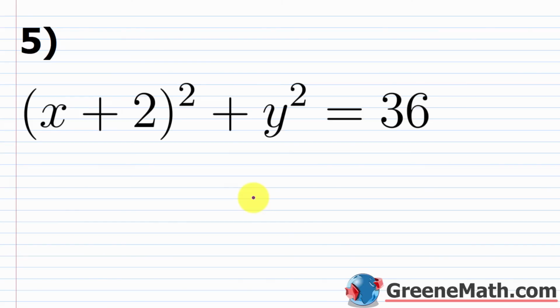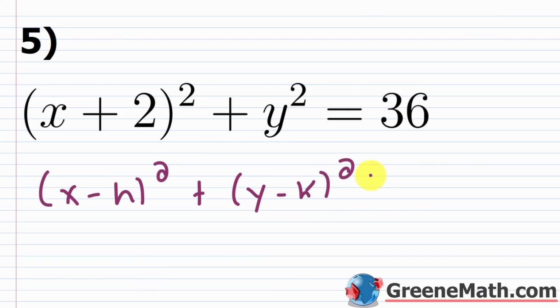All right, let's take a look at problem 5. So here we have the quantity x plus 2 squared plus y squared is equal to 36. Now, most of you realize that this is the equation of a circle. Remember, it's x minus h quantity squared plus y minus k quantity squared is equal to the radius squared. So this circle right here would have a center at -2, 0, right? Again, if you put a minus a -2 there, that's the same as +2, right?